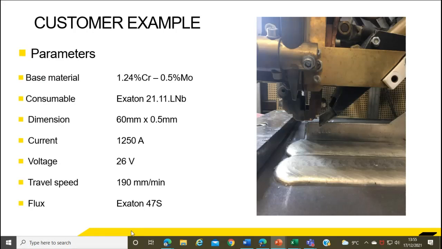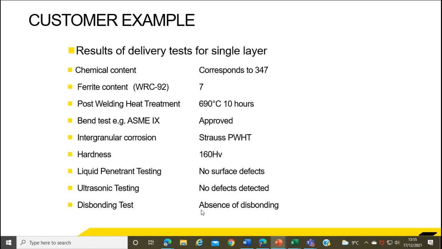So these are the actual parameters that we used. The strip was this Exciton 2111 LMB. If you may be aware, the 347 needs to be 19.9 LMB. So the strip 2111 LMB with dilution allows that to happen. Okay, so 1250 amps, traveling at 190 millimeters per minute using the Exciton flux, and what a surprise! Yeah, it absolutely passed. So the chemistry was correct, as was the ferrite content. The post-weld heat treatment was fine, and it passed the bend test, the Strauss test, hardness, liquid pen, ultrasonic, and disbonding. So they're real figures from a real customer specification.